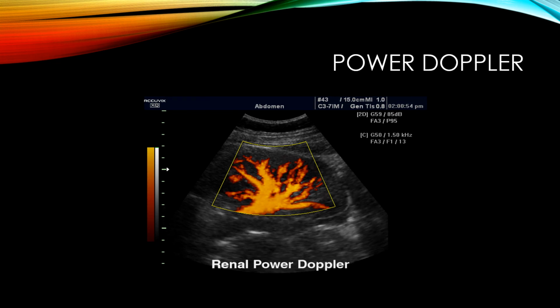Power Doppler is a newer type of color Doppler and more sensitive than the conventional one. It is used to study small vessels with low blood speeds as it overlays Doppler information on a grayscale image and shows the energy within the vessels. It is used to show the blood flow within the internal organs.